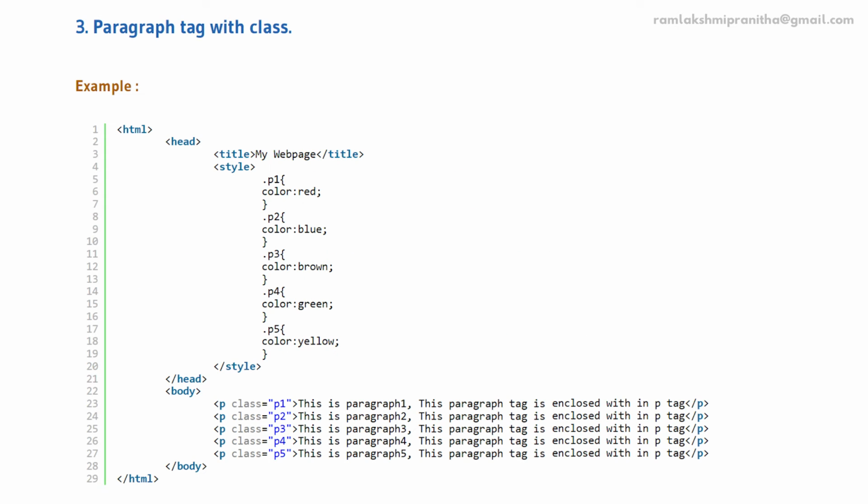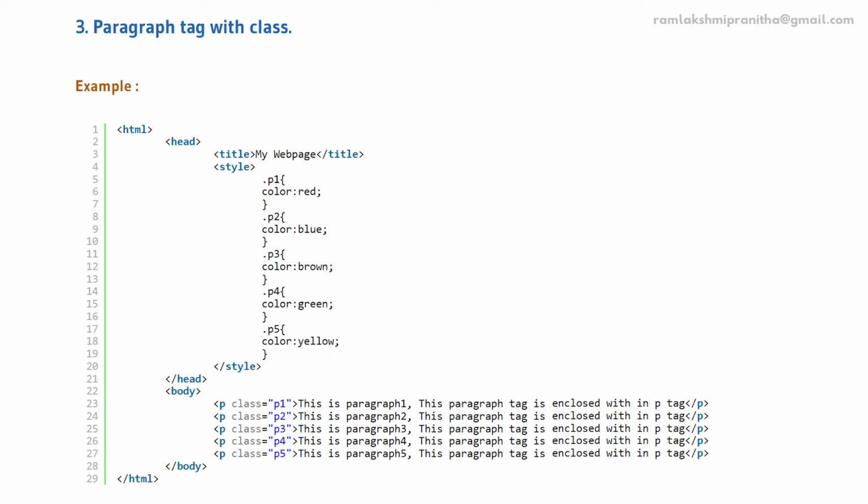3. Paragraph tag with class. Example. In this example we can see the simple paragraph tag declared by using open p tag and closed /p tag. Here we have declared 5 paragraph tag with sample content. For each paragraph tags we have defined the class names. And the class names are declared as p1, p2, p3, p4 and p5.